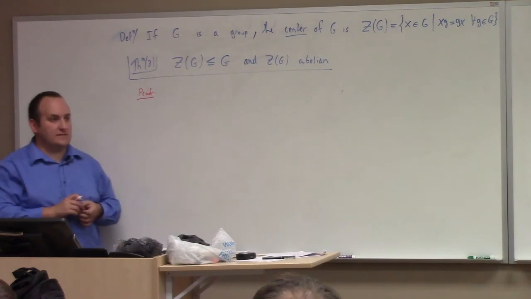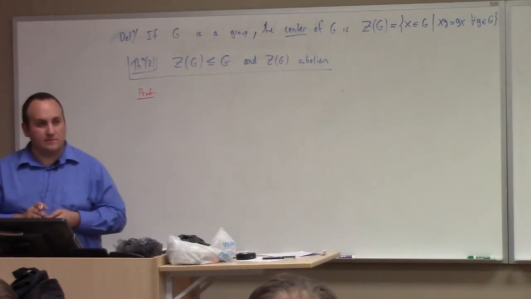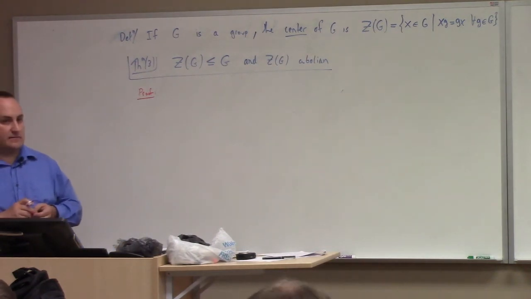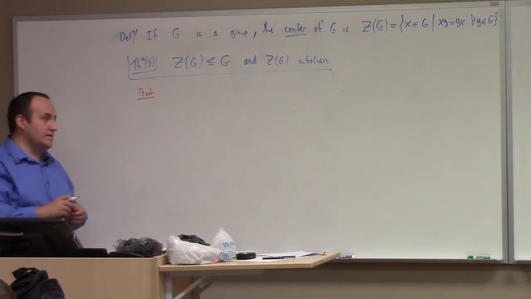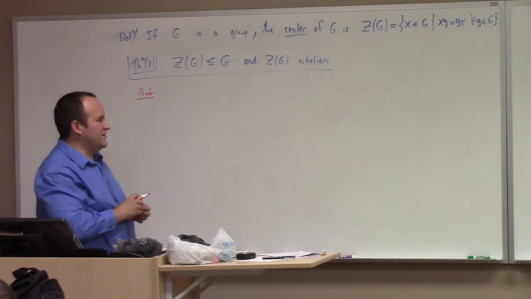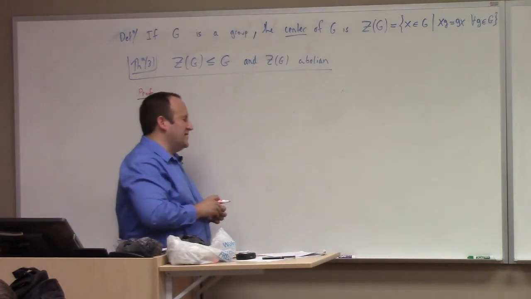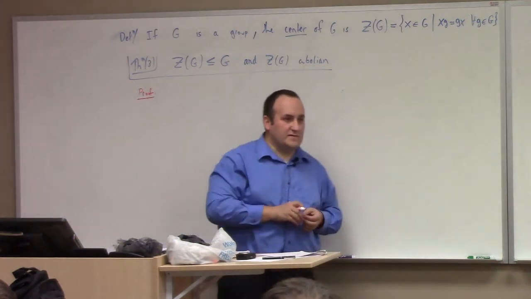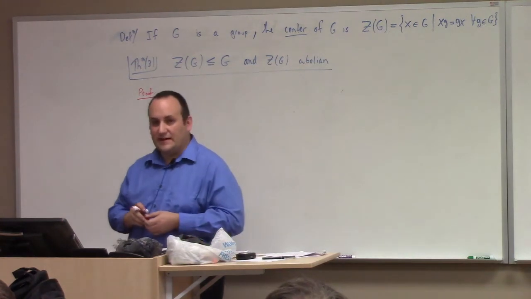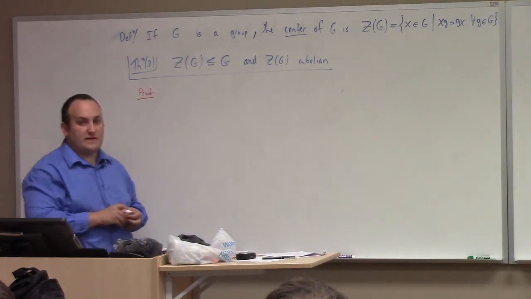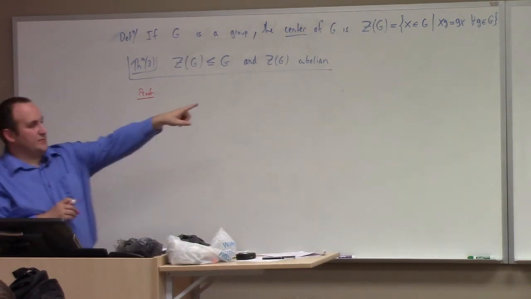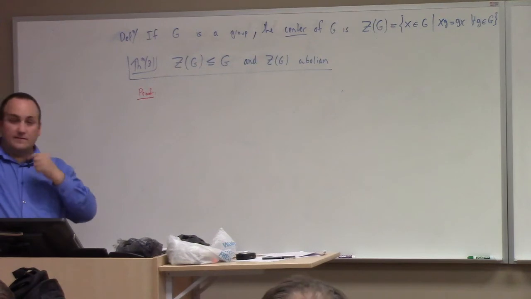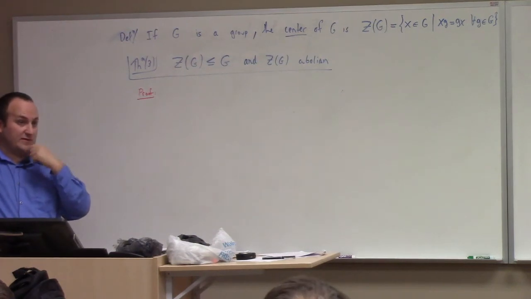I don't know that it's finite. In fact, the center could be infinite, right? For example, I'm pretty sure the center of 2 by 2 invertible matrices is any non-zero scalar multiple of the identity matrix. That's an infinite set. So the center doesn't need to be finite, so this finite subgroup test is out. Pretty much we've got to go back and use the subgroup test theorem.